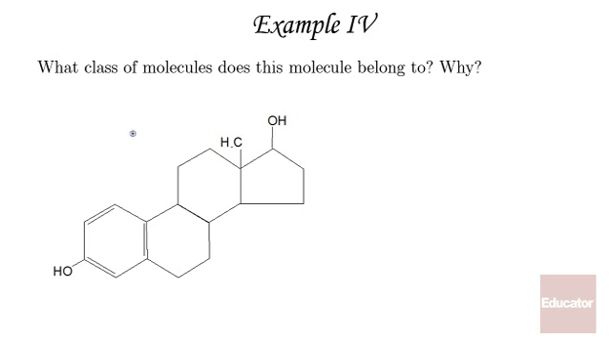Example 4. What class of molecules does this molecule belong to? Well, you probably immediately notice this characteristic structure of 4 fused rings, and this molecule, therefore, is based on cholesterol. Therefore, it is a steroid. Notice, though, that the functional groups are a bit different than on cholesterol. And in fact, this happens to be estradiol, which is a form of estrogen. So you can see that changing this structure just a bit gives it very different function and unique properties.